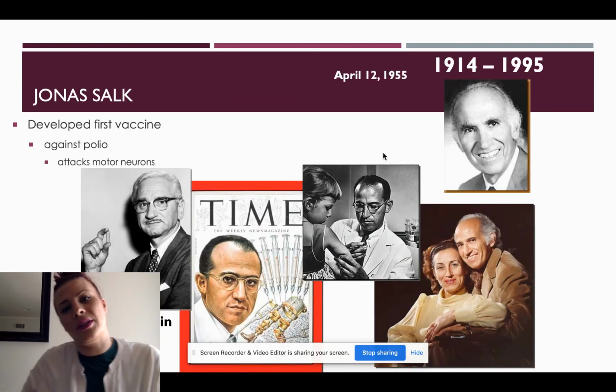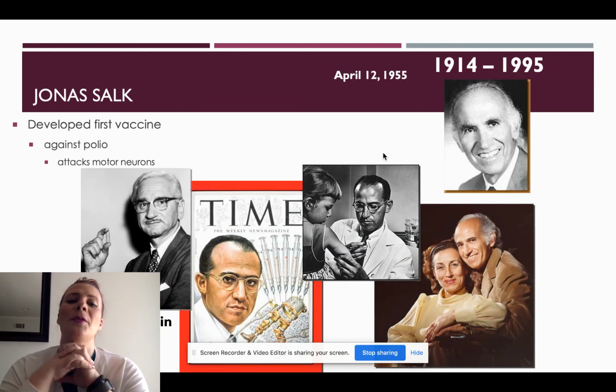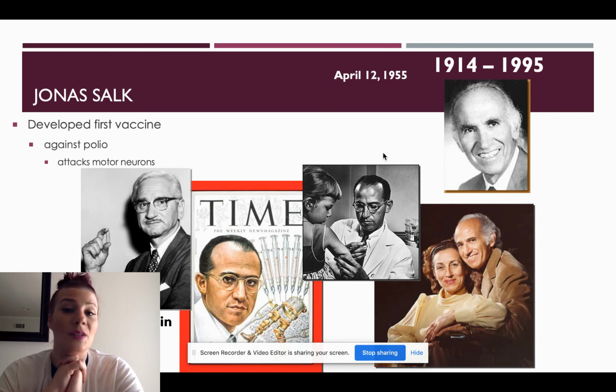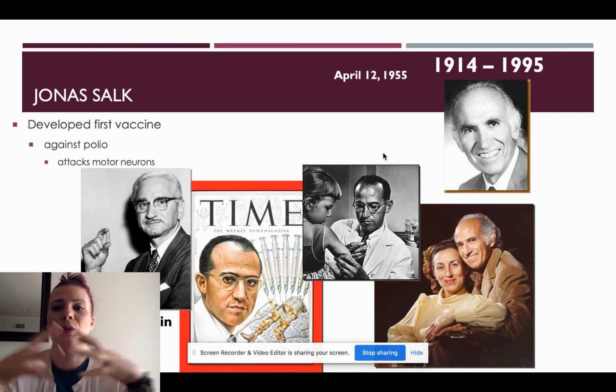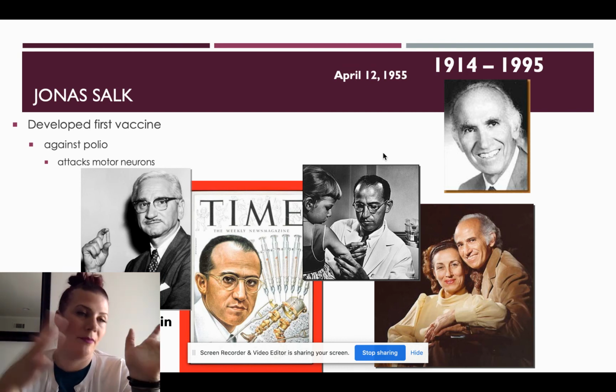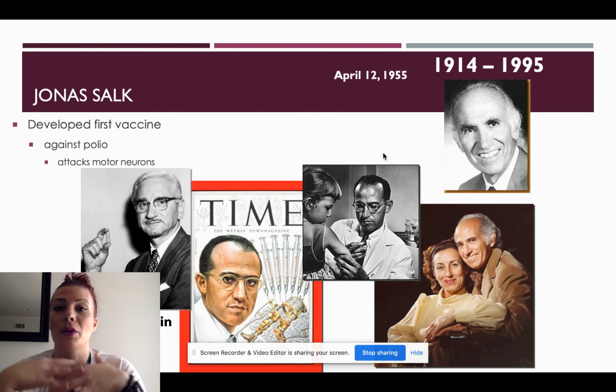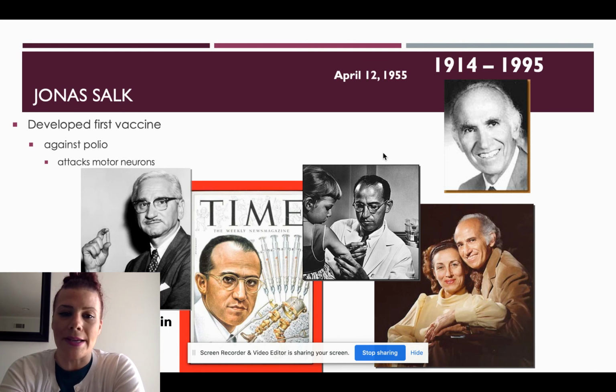Okay, so let's talk about Jonas Salk. He developed the first vaccine, and it was against polio, and polio was really debilitating, and I'll show you some pictures in the next slide. What it would basically cause is children would go to bed fine, they'd wake up, and they'd lose complete motor function of their legs. So they would have a difficult time with that.